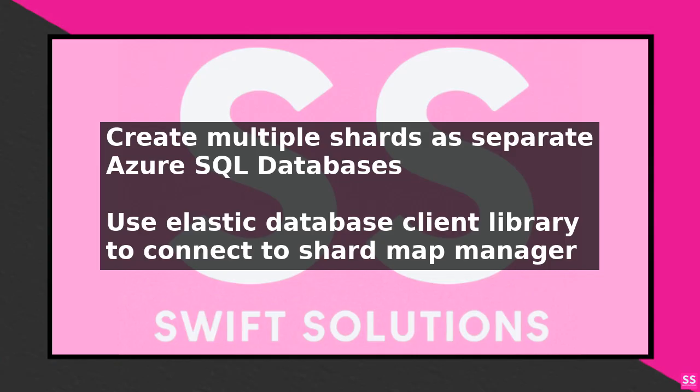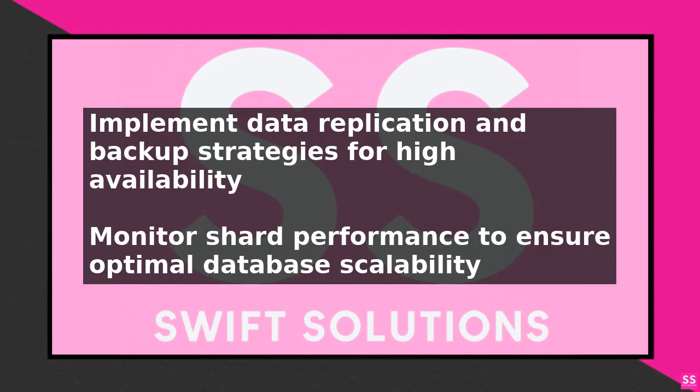Use the Elastic Database Client library to connect to the Shard Map Manager and retrieve the shard location for a given shard key. This allows your application to route queries to the correct shard based on the shard key. To scale out, simply add more shards as needed, and update the shard map to reflect the new shard locations. This allows you to distribute the data and workload across multiple databases, improving performance and scalability.